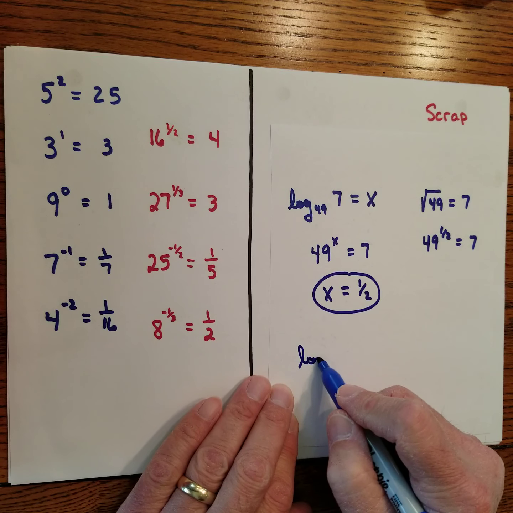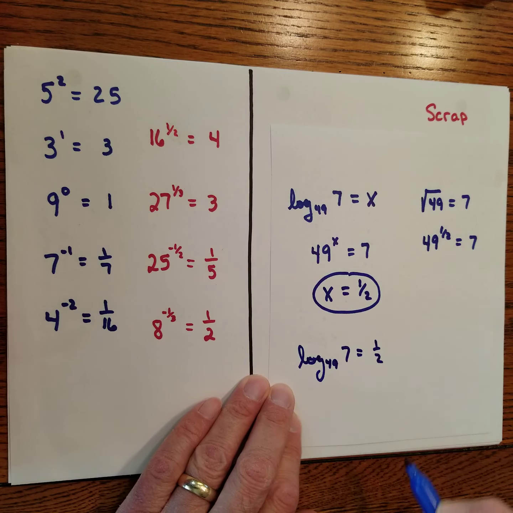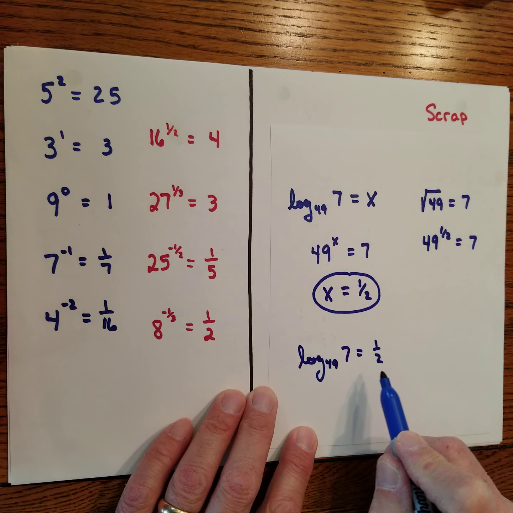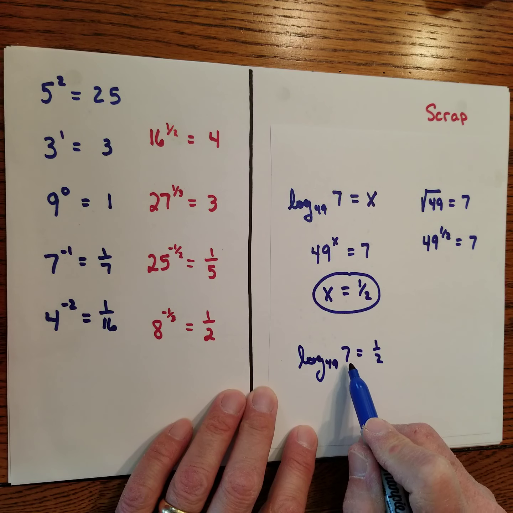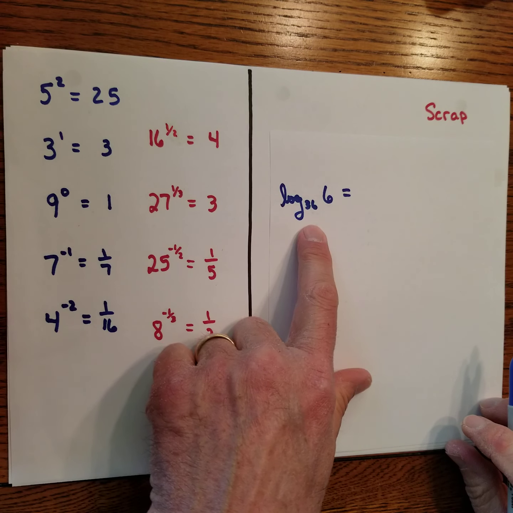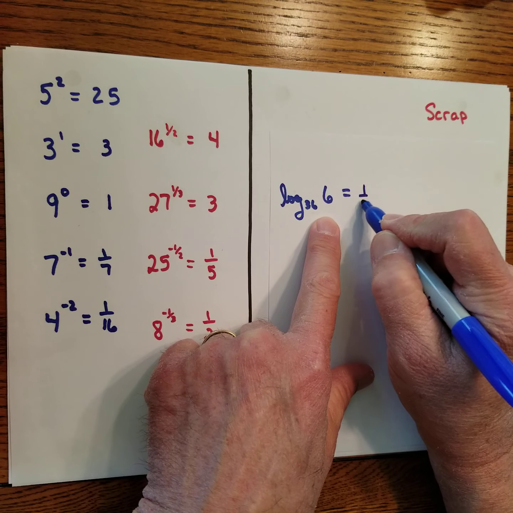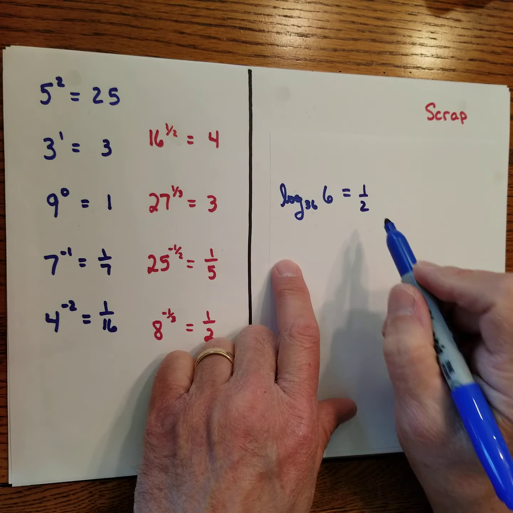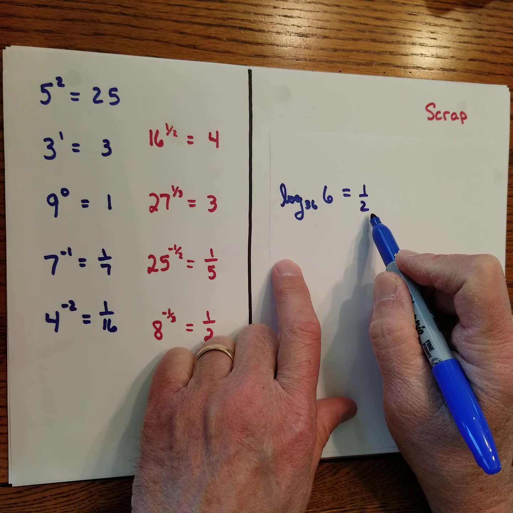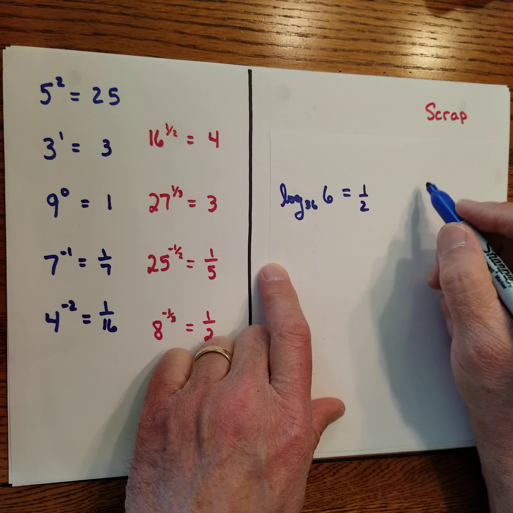Final answer, log base 49 of 7 is 1/2 because the square root of 49 is 7. Let's see if we've got the pattern. What exponent changes 36 into 6? Well, must be 1/2 because 1/2 as an exponent means square root, and the square root of 36 is 6.